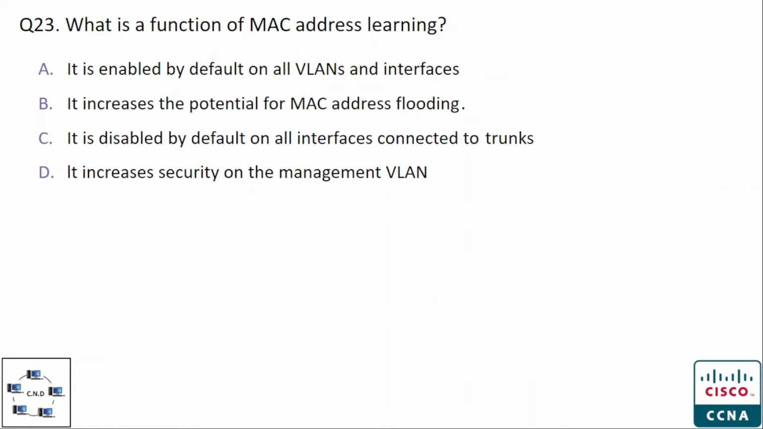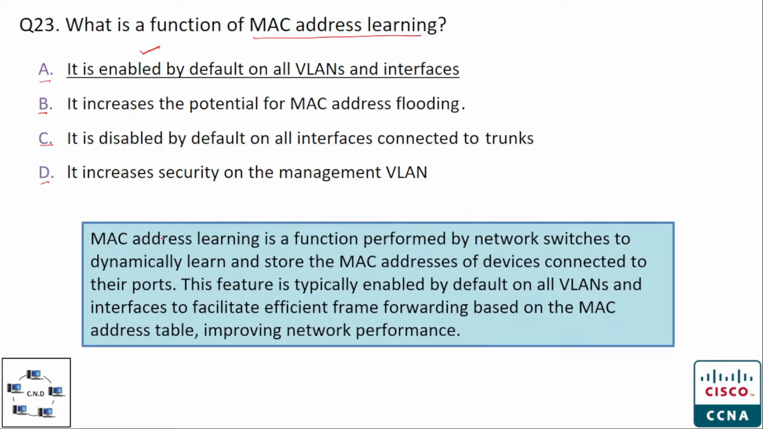Question number 23. What is a function of MAC address learning? Options are: option A, it is enabled by default on all VLANs and interfaces. Option B, it increases the potential for MAC address flooding. Option C, it is disabled by default on all interfaces connected to trunks. And option D, it increases security on the management VLAN. So the correct option is option A. MAC address learning is enabled by default on all VLANs and interfaces. The explanation is that MAC address learning is a function performed by network switches to dynamically learn and store the MAC addresses of devices connected to their ports. This feature is typically enabled by default on all VLANs and interfaces to facilitate efficient frame forwarding based on the MAC address table, improving network performance.